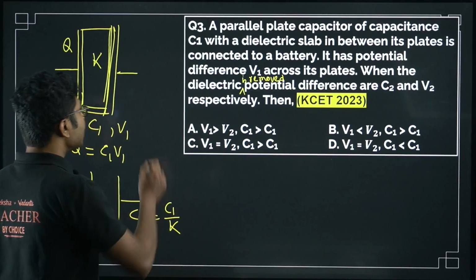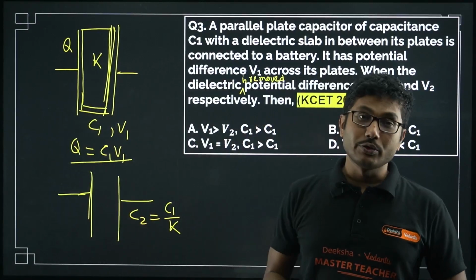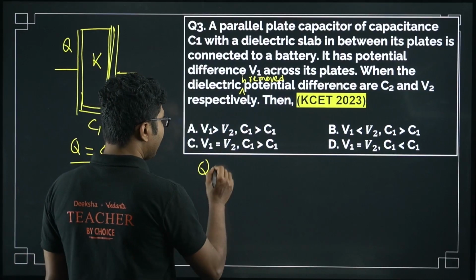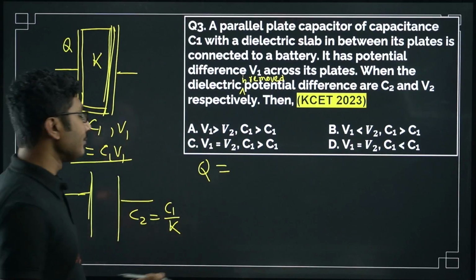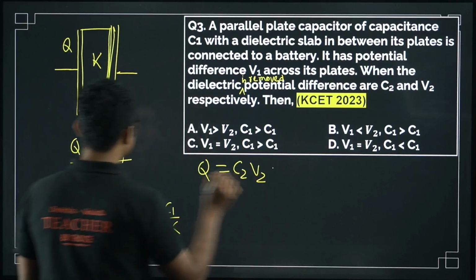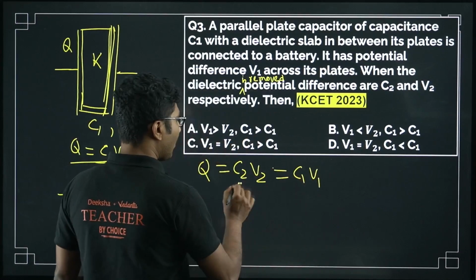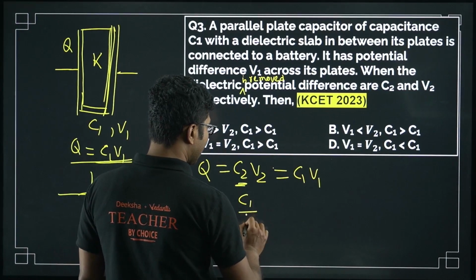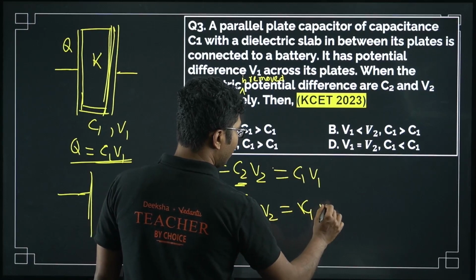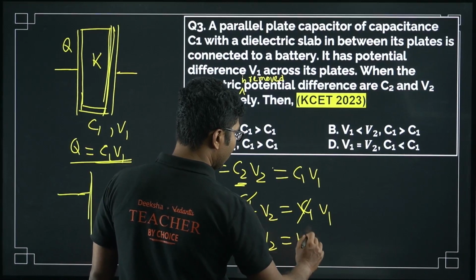Now the charge stored on the capacitor will not change. Charge is conserved, so Q will remain the same in the second case as well, and it will be equal to C2 V2, which is exactly the same as C1 V1. Now what is C2? C2 is C1 divided by K, into V2 equals C1 V1. C1 cancels, so V2 is basically K into V1.